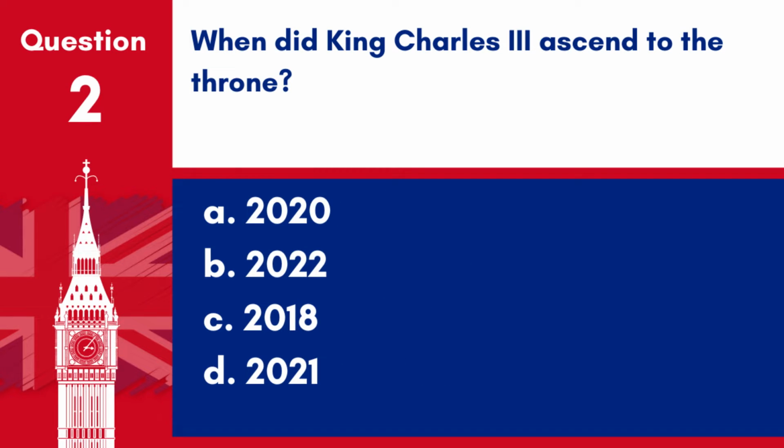Question 2. When did King Charles III ascend to the throne? A. 2020. B. 2022. C. 2018. D. 2021. Answer: B. 2022. King Charles III ascended to the throne on 8 September 2022.